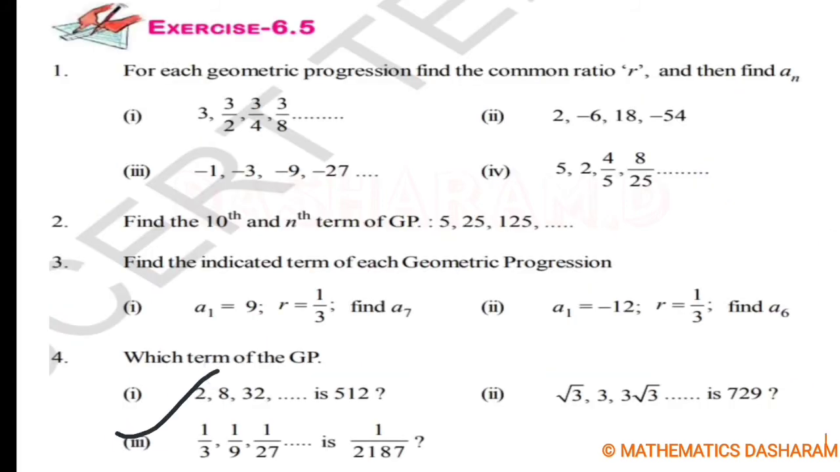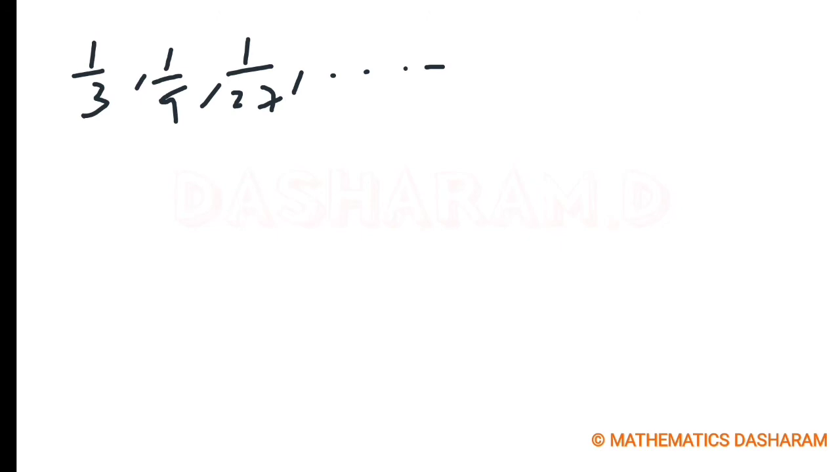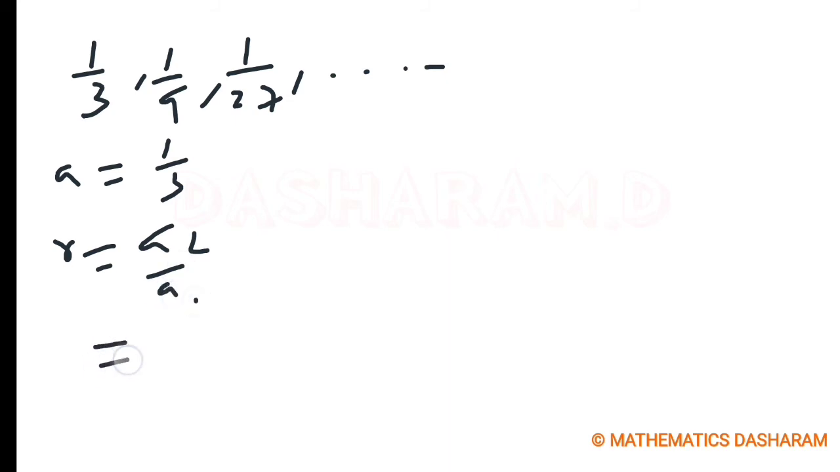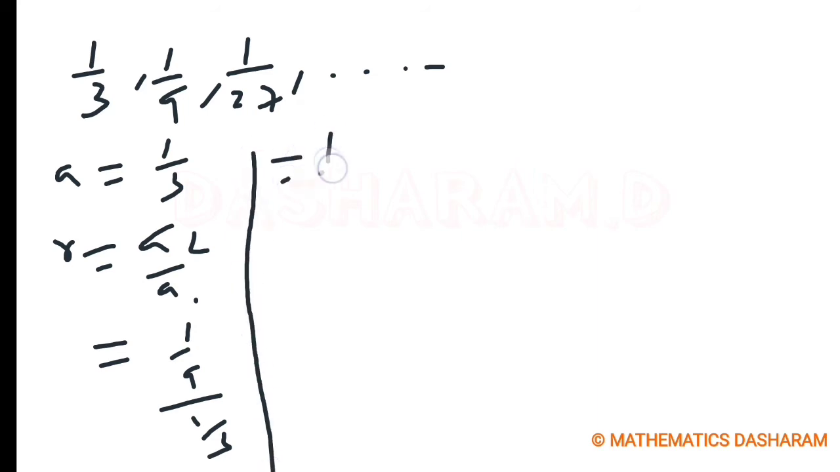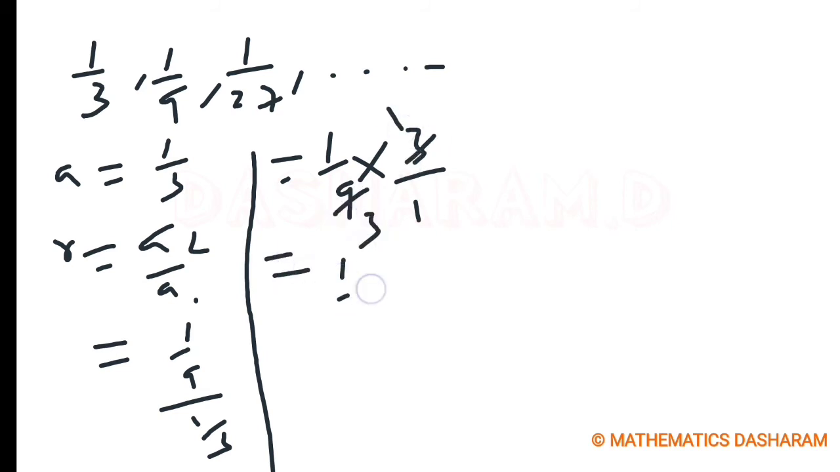Next, the third question is 1 by 3, 1 by 9, 1 by 27, and so on up to 1 by 2187. So first of all, the a value is 1 by 3. Next, the r value is a2 divided by a1. So a2 value 1 by 9 divided by 1 by 3. So it is a division of two fractions. Division of two fractions converts into a multiplication of the two fractions. So here 3 1s are 3, 3 3s are. So the r value is also 1 by 3.